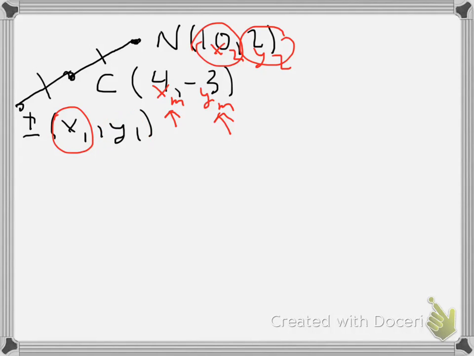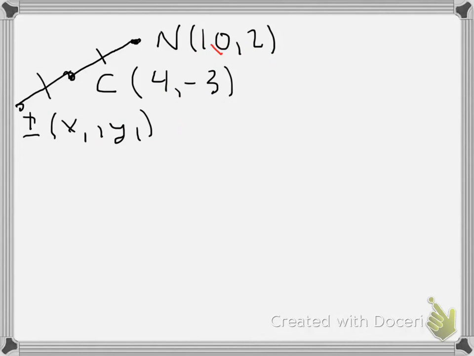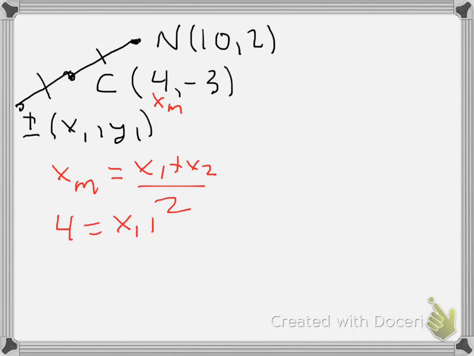Okay? And so let's do that. Let me erase some of that stuff I wrote in. So the x, well, we have xm here. So let's do it. Xm, the midpoint of x, is going to equal the average of the x's. And when I do that, I'm going to get 4 equals, well, I don't know what the x for I is, but I do know the x2 is right there, is 10, divided by 2.